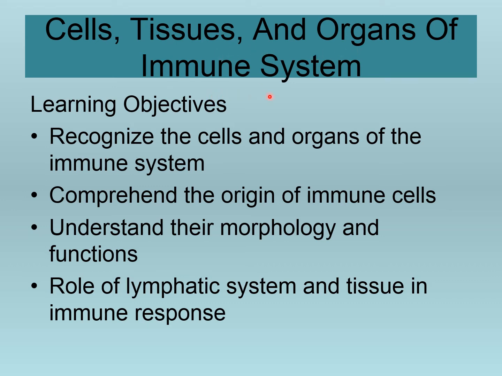By the end of this lecture, you will be able to understand the different types of cells and organs of the immune system, how these cells originate from different lineages, what the structure and function of these individual cells are, and what role the lymphatic system, its organs and tissue play in generating an immune response.